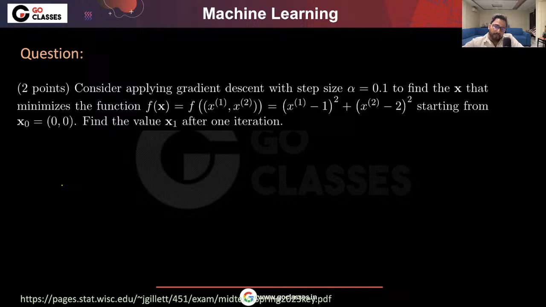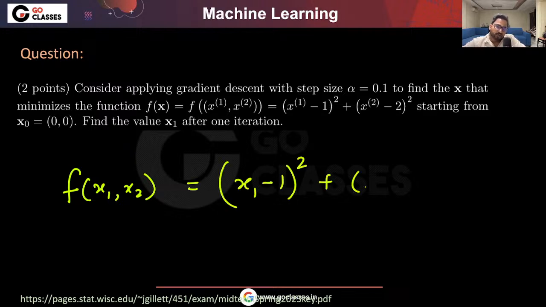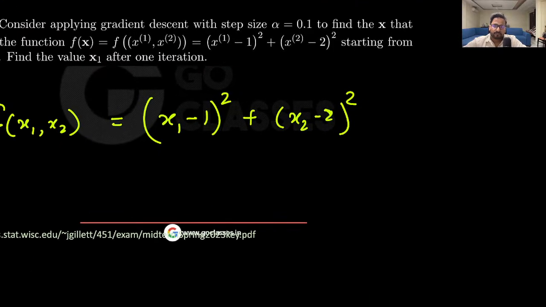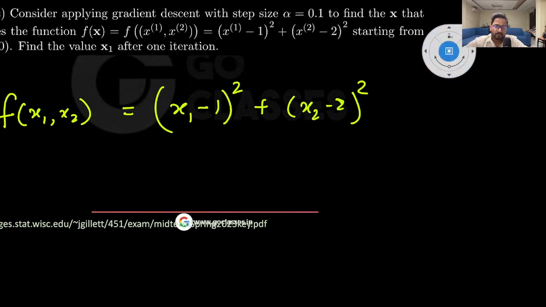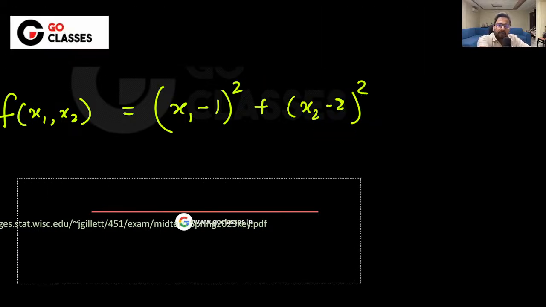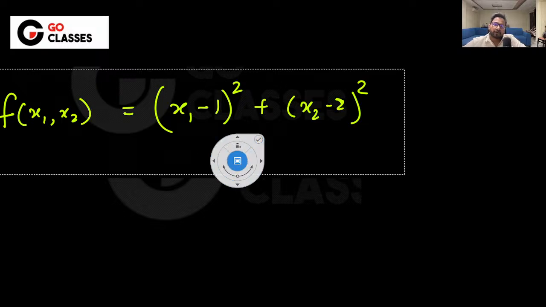Let's suppose you have f(x1, x2). This is a 2D function which is (x1 minus 1) square plus (x2 minus 2) square. Let's suppose this is a 2D function, and now you want to apply the gradient descent here. Then how to do it? Let me just show you. Just a second, let me remove the unnecessary things.